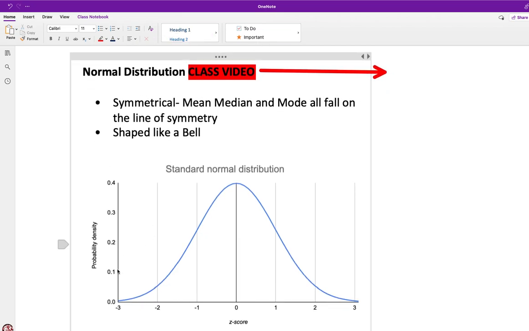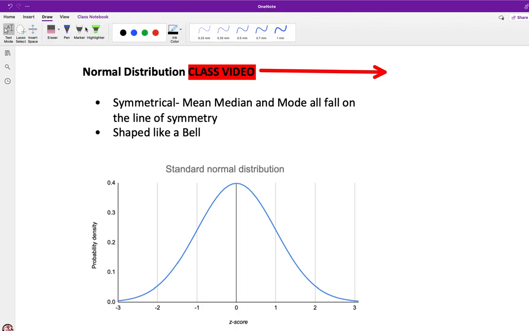Okay, so normal distribution. If we remember, the normal distribution curve looks like this. We've seen the normal distribution curve before. We've looked at distributions that are skewed and whatnot. So the mean, median, and mode on a normal distribution will all land right in the middle, and it's shaped like a bell.